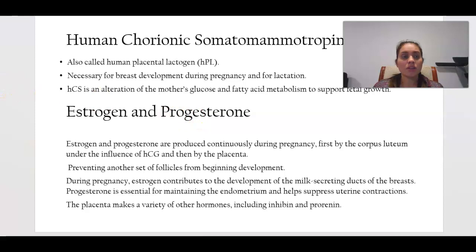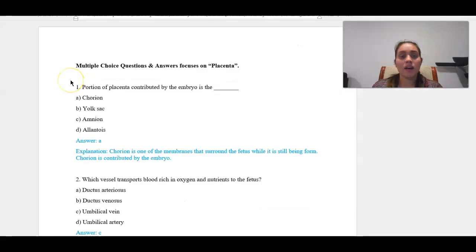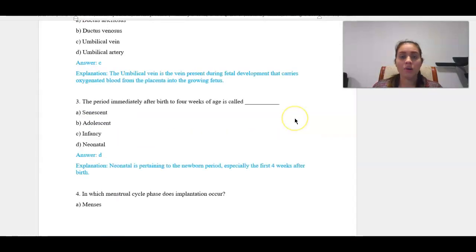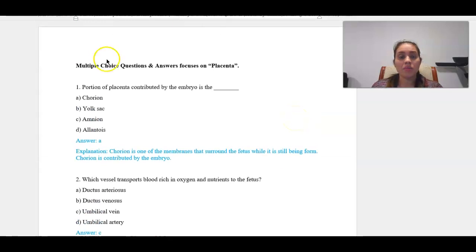So that's about all of the hormonal control of the implantation and the early embryonic development. And let's move to the assignment that I have created. It's multiple choice questions which is focused on placenta. As you can see, there are 12 questions with multiple choices.